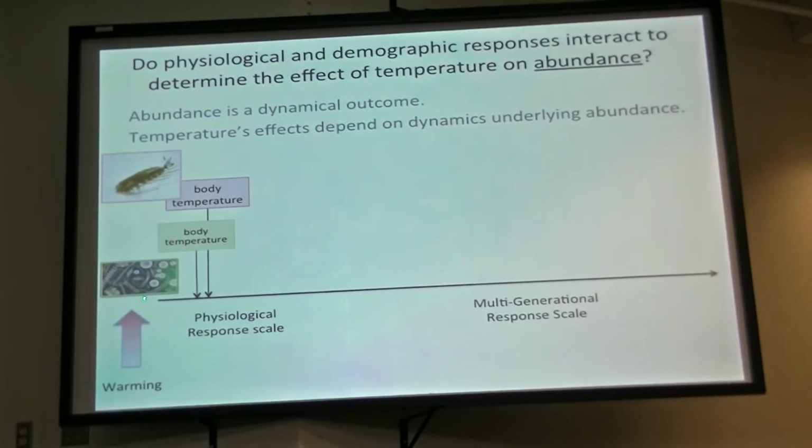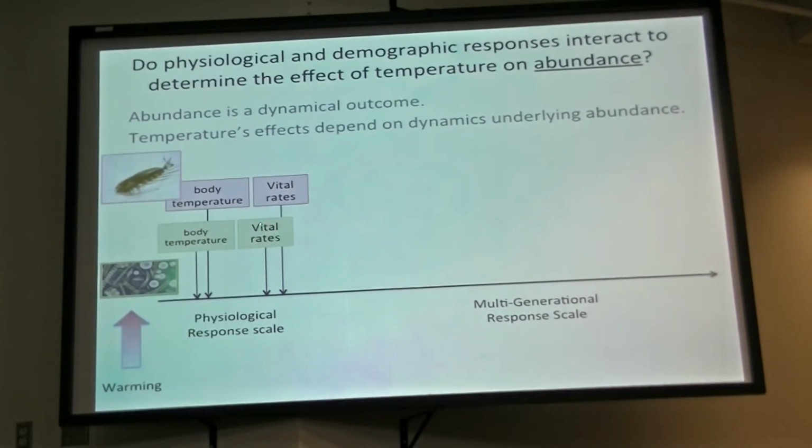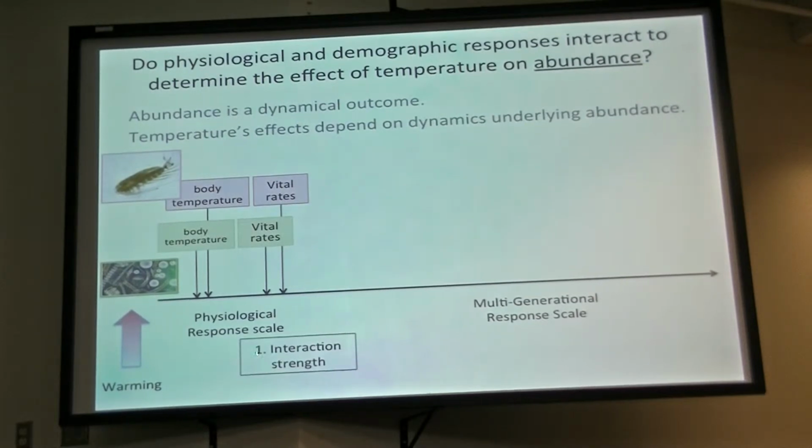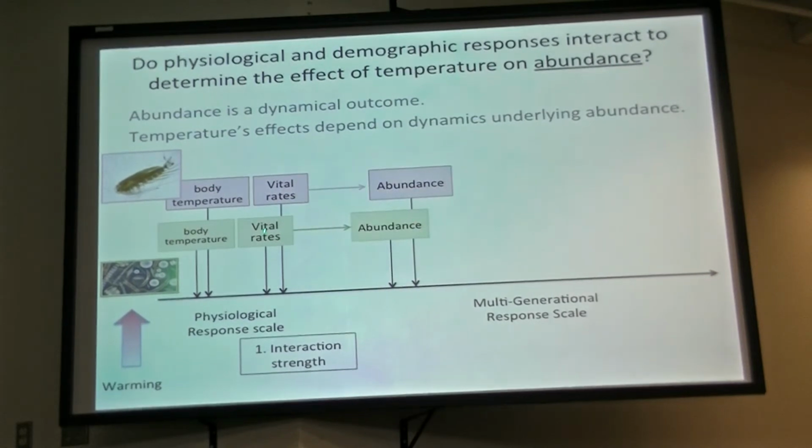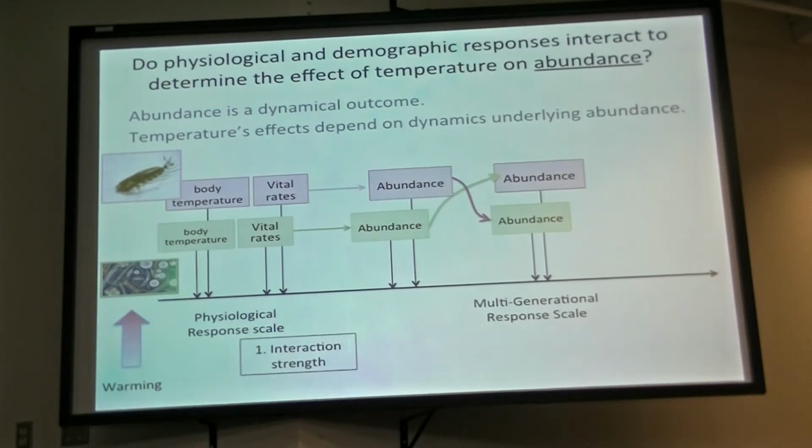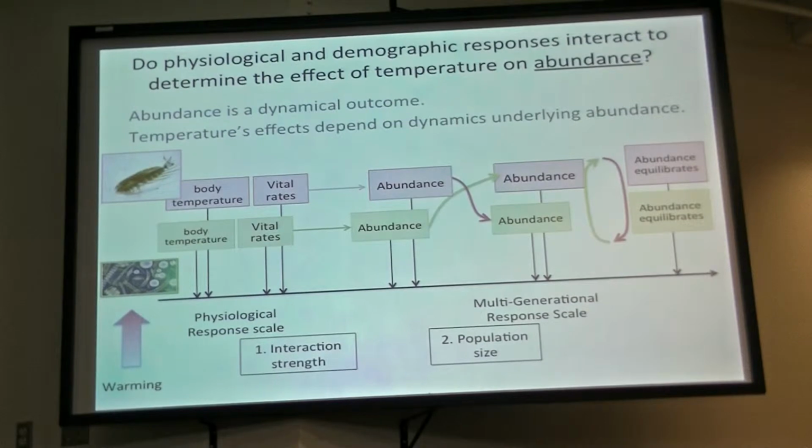At the physiological response scale, temperature affects body temperature of an herbivore and a plant. Body temperatures might then affect demographic vital rates, and this is the scale at which interaction strength is relevant, right? But of course, vital rates affect abundance, and if these guys are interacting, their interactions are also going to affect abundance, which we might measure as population size. And then if you run it long enough and you have a stable system, you might have an equilibrium abundance that's going to reflect everything that's happened along the way. So the next experiment I did was to look at population size.